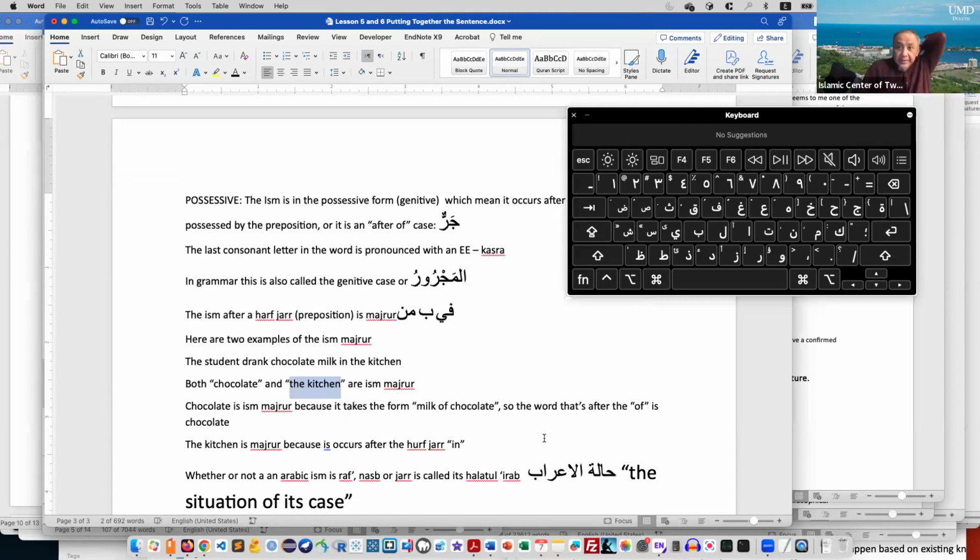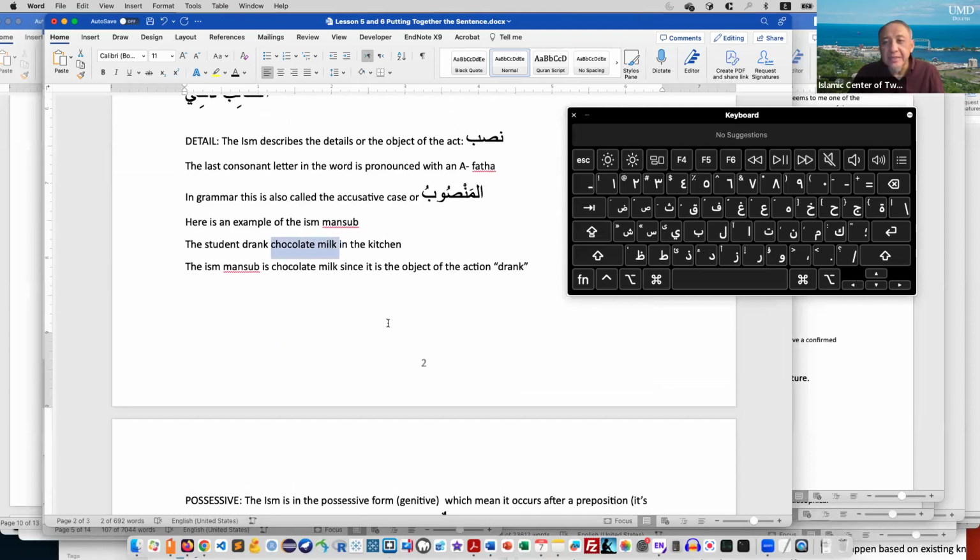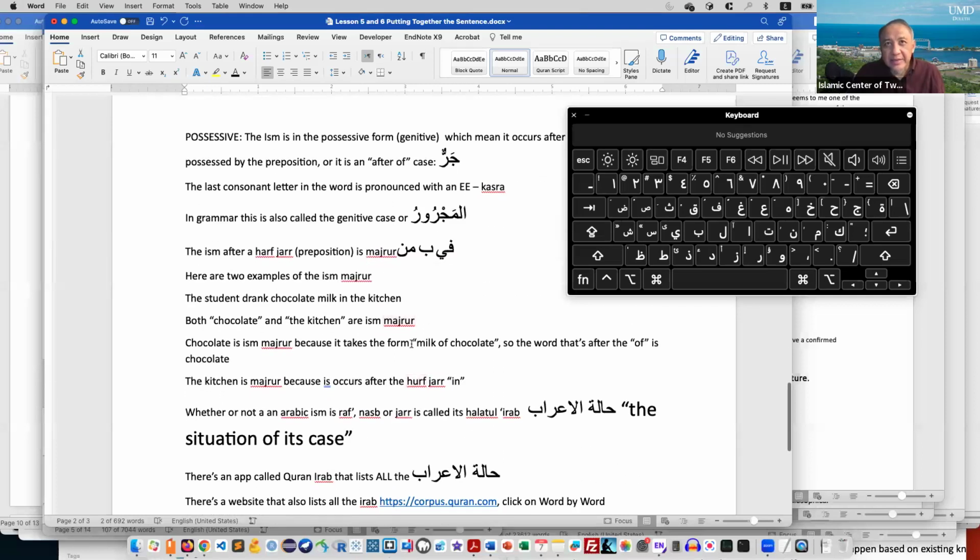Now here's the second type of isim majrur. The first, remember, is when it's followed by a harfun jar. The second type is when it is belonging to or determined by something. Remember the chocolate milk we did earlier? What did I say in the last lesson? In Arabic, chocolate milk is written as milk of chocolate. There's an implied of, but you don't see it. So it's really halab, which is milk, of chocolate, for example.